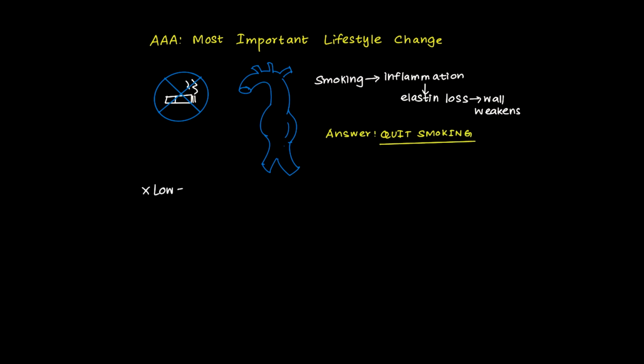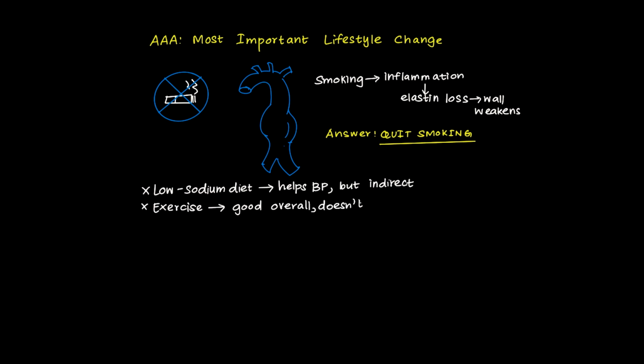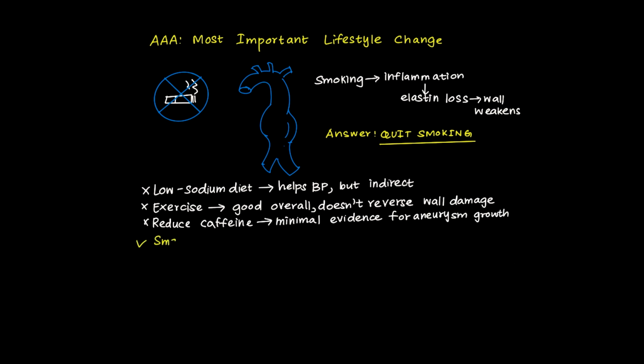A low-sodium diet helps blood pressure, sure, but it's an indirect effect and secondary to quitting tobacco. Exercise improves cardiovascular health generally, but walking doesn't undo the structural damage smoking causes to vessel walls. And cutting caffeine? The evidence there is thin. Caffeine gives you a temporary BP bump, but its effect on aneurysm progression is negligible compared to the wrecking ball that smoking represents.